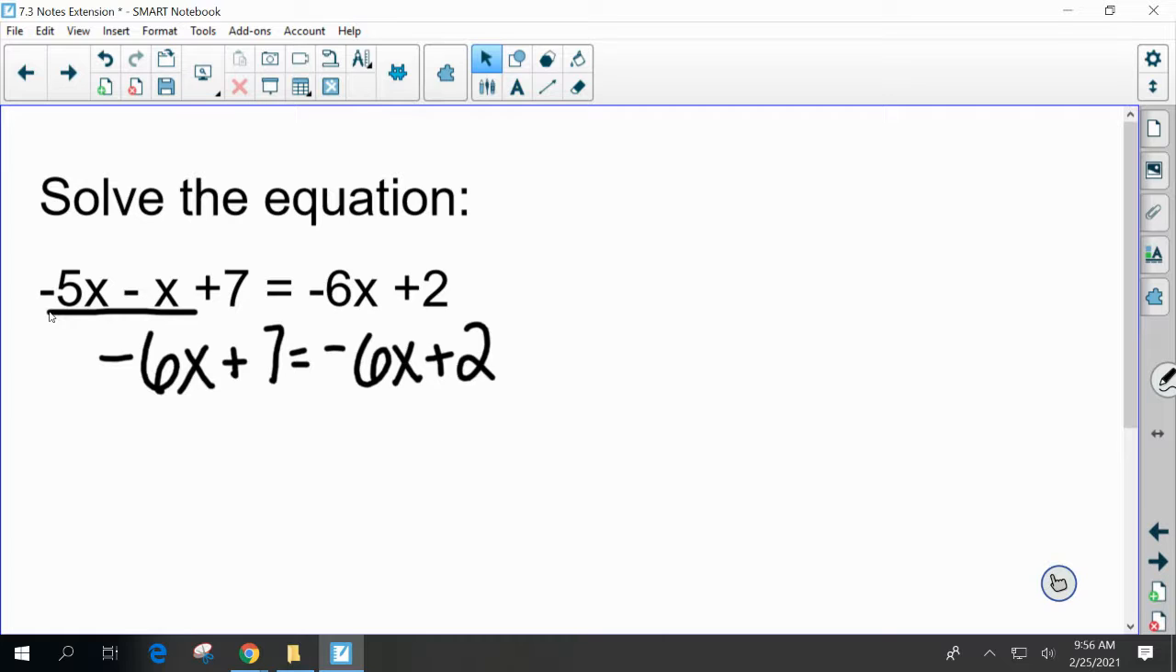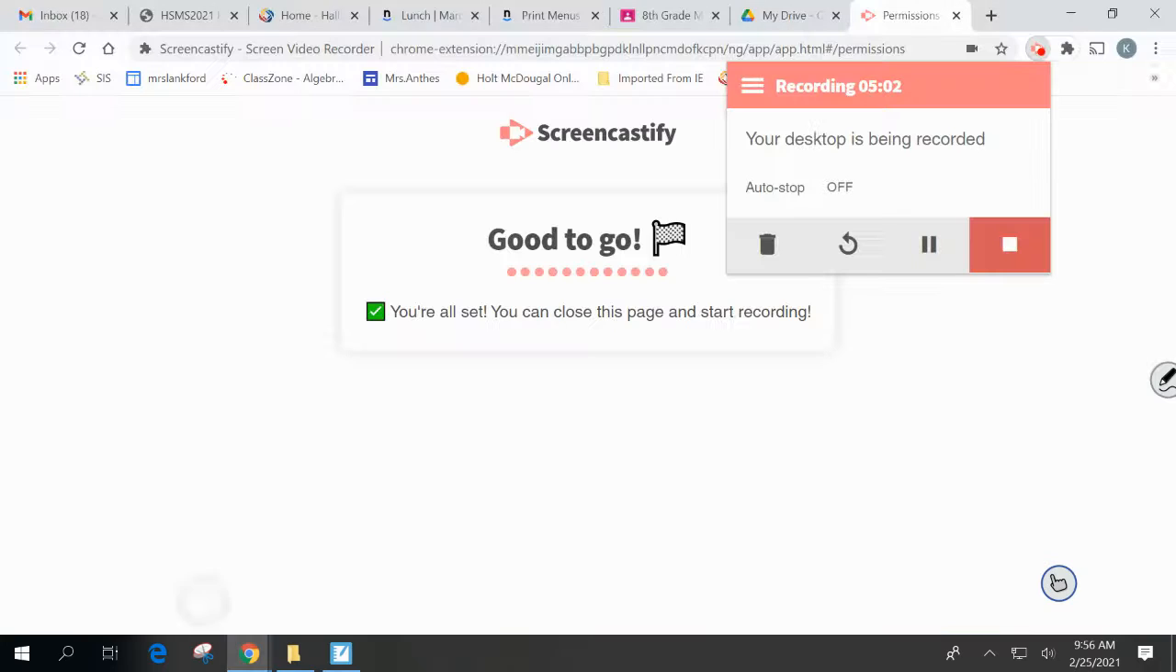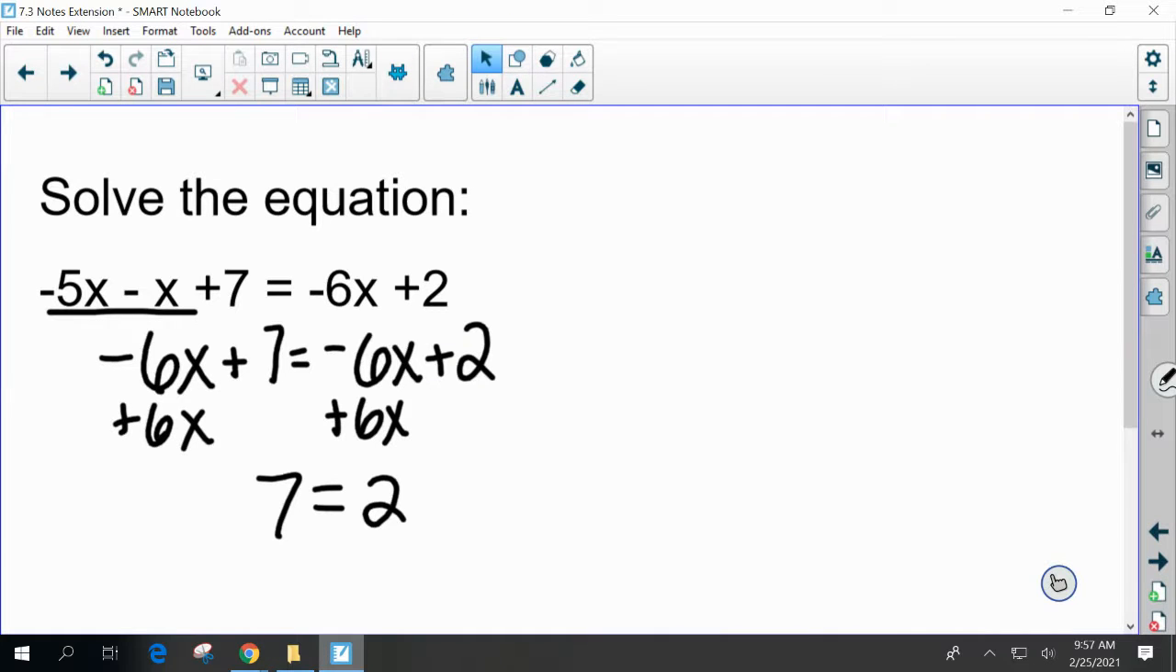So then my next step would be to move this negative 6x. So I would add on both sides, which then makes that 0. So I get 7 equals 2. Sorry, so this is 7 equals 2, so that would be no solution.